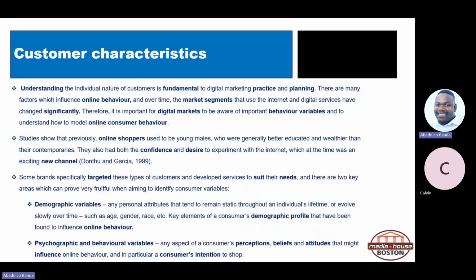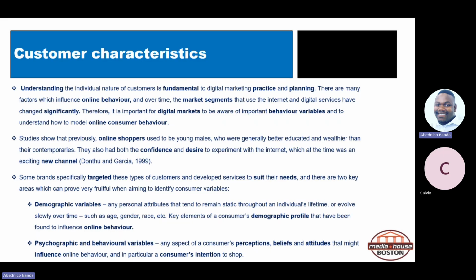Understanding the individual nature of customers is fundamental to digital marketing practice and planning. There are many factors which influence online behavior, and over time, the market segments that use the internet and digital services have changed significantly. Therefore, it is important for digital marketers to be aware of the behavior variables and to understand how to model online consumer behavior. So studies have already been done, even though it's been a while.